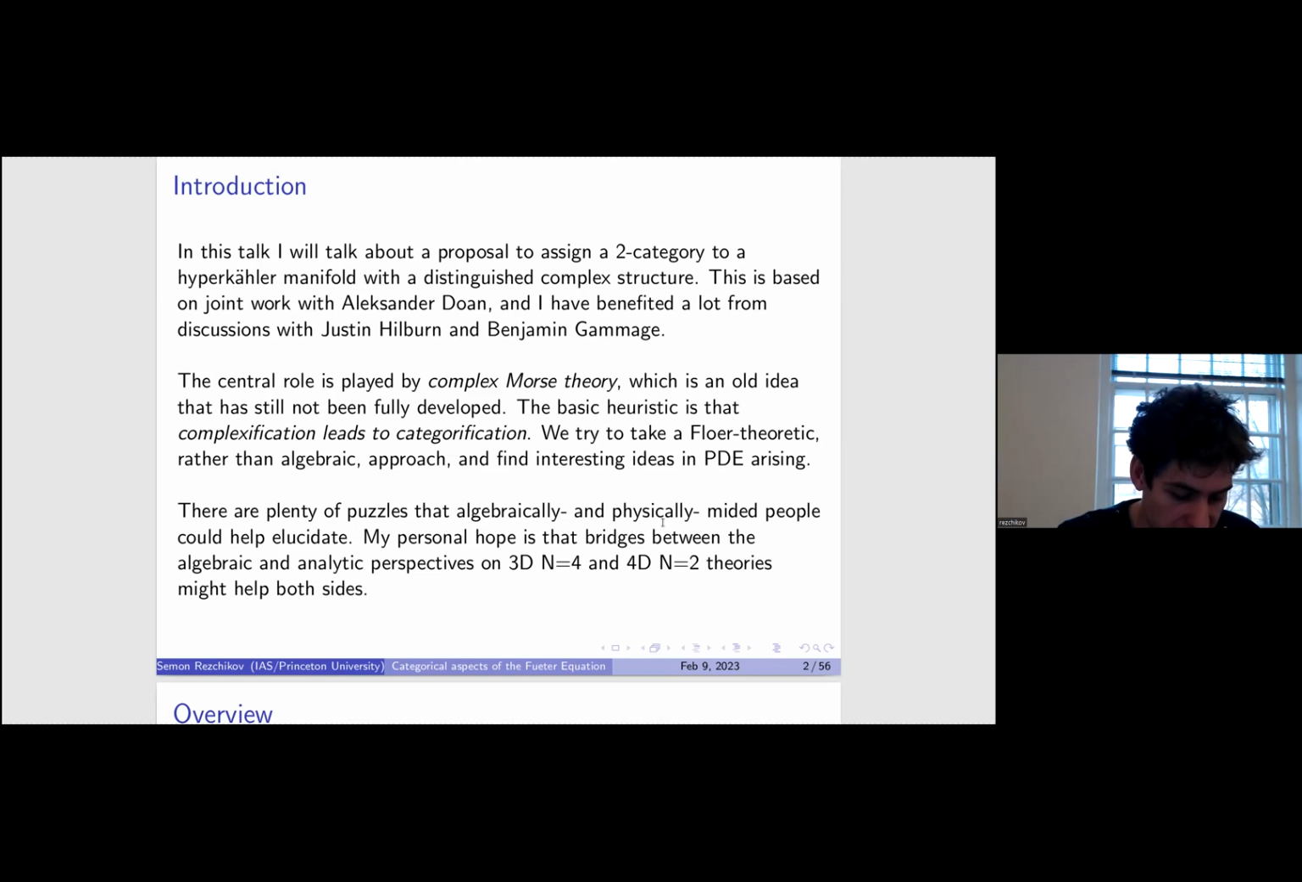And thinking about these kinds of PDE questions from this perspective, the interplay between categorical ideas and questions in analysis has been at least enlightening to me and helped find some things that one otherwise wouldn't try without that perspective. And there's lots of puzzles here. Some of these are more algebra and physics puzzles, which I don't understand, and I'll try to mention them. And my personal hope is that thinking about this from this boundary between differential geometry and algebra will help both sides, people who study these 3D N equals 4 and 4D N equals 2 theories. And I'll mention how those arise in the story. Okay, so those are the general goals for me.